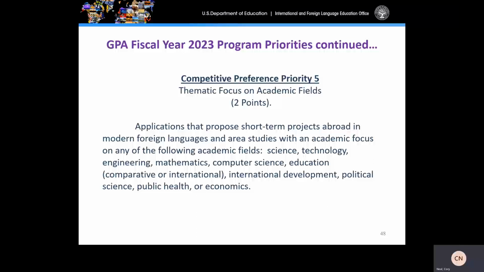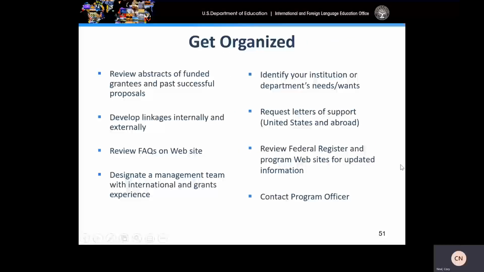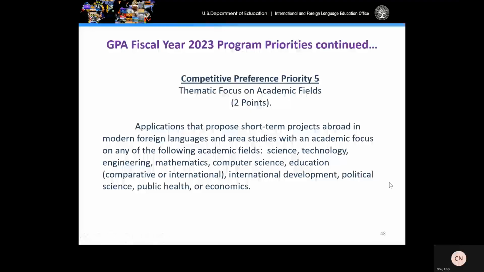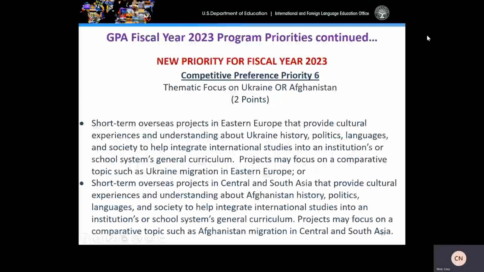All right, Competitive Preference Priority 5. We award 2 points to applications that propose short-term projects abroad in modern foreign languages and area studies with an academic focus on the following academic fields: science, technology, engineering, mathematics, computer science, education, international development. Oops, I'm so sorry. Political science, public health, or economics. And then, this is a new priority for fiscal year 2023. This is Competitive Preference Priority 6.